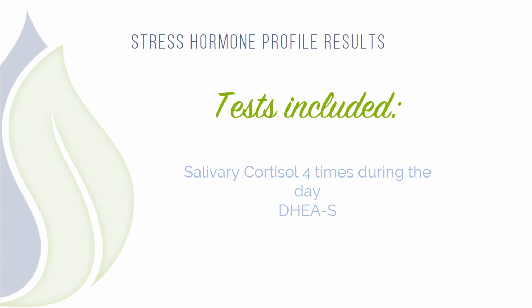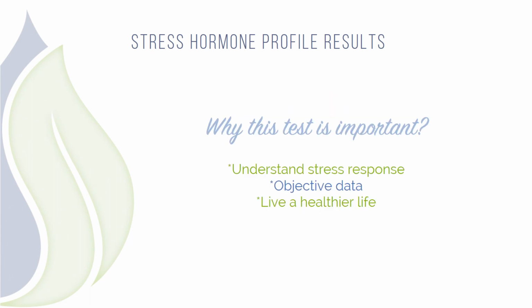Tests included in the DestinyWell stress profile include salivary cortisol at 4 times during the day, around 8 in the morning, around noon, mid to late afternoon, and in the evening, as well as DHEAS, dehydroepiandrosterone sulfate, which is a longer-term marker of stress and well-being. This profile is important because stress responses are essential to understand. Getting a handle on your biochemical stress pattern can give you an objective look at how you're doing. This represents enthusiasm to explore living a healthier, more balanced life.